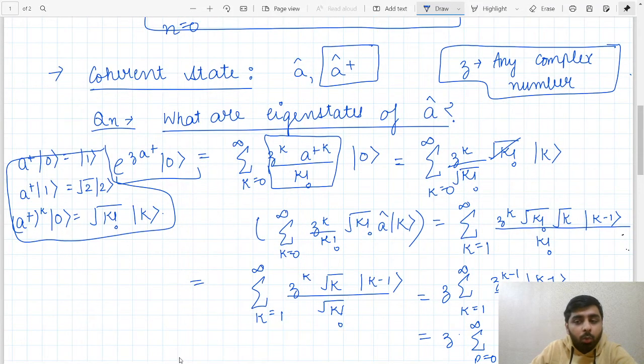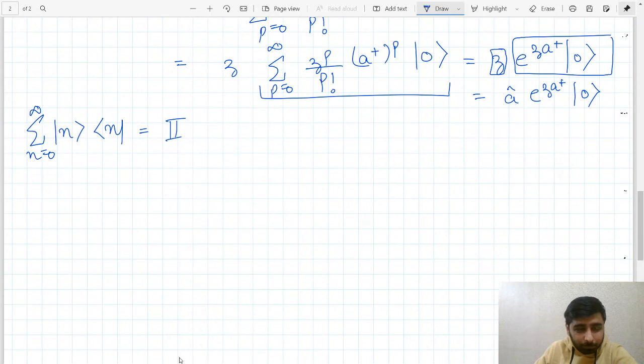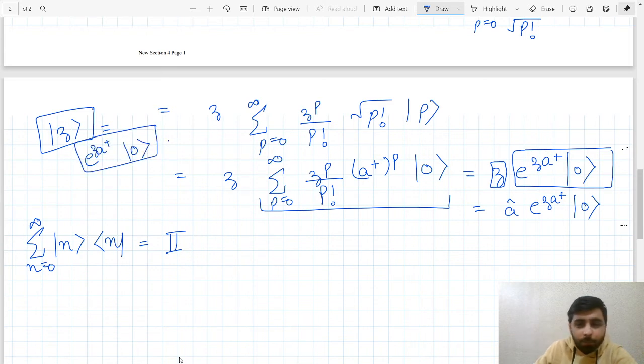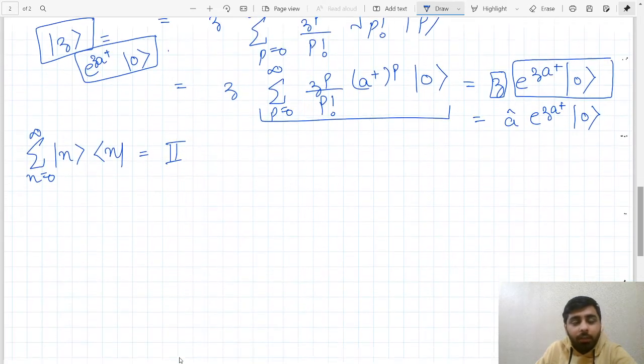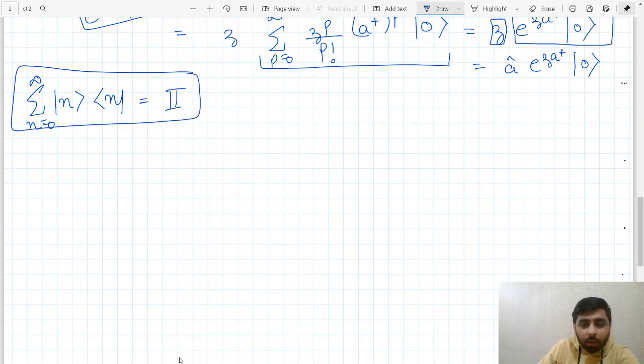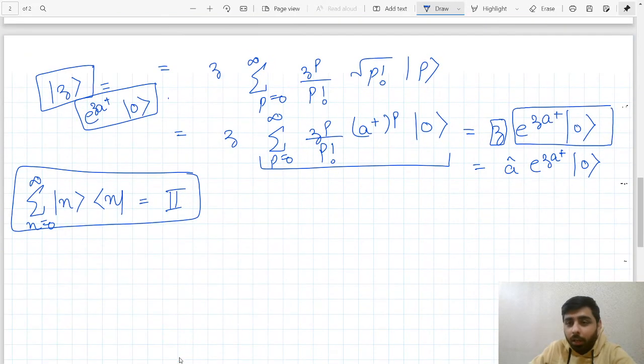How am I going to write down this closure relation in terms of the coherent state Z? How do I write down this closure relation in terms of this vector? Now this is the only thing that we will focus on from this point on, and I'm going to make a claim, and then I'm going to prove that that is the correct closure relation if we want to write it in the form of the coherent states.